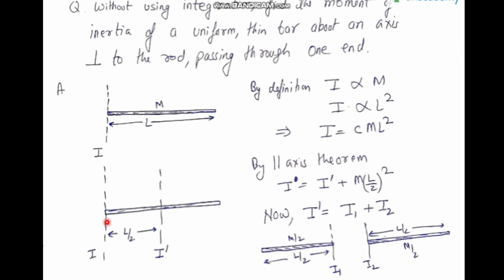This entire bar can be thought of to be made up of two bars, half and half, m by 2, length L by 2, and this is also m by 2 and length L by 2. So this I dash is the moment of inertia of this plus the moment of inertia of this about this axis, say I1 and I2. So I can write I dash as I1 plus I2.